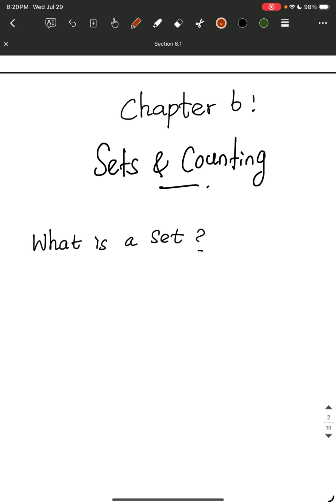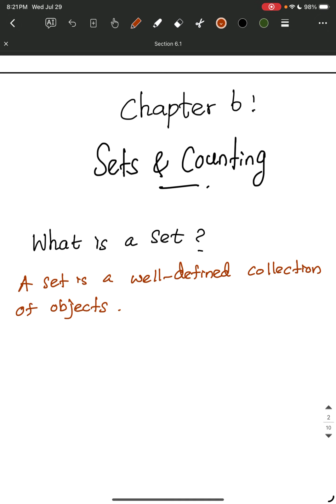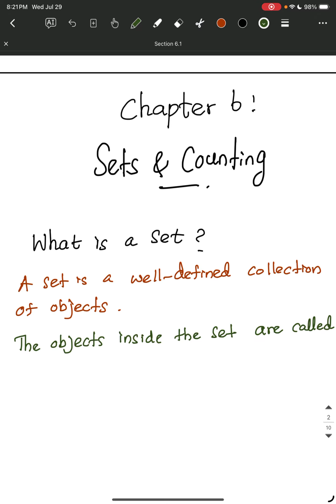What is a set? So, a set is a well-defined collection of objects. The objects inside the set are called elements or members of the set.